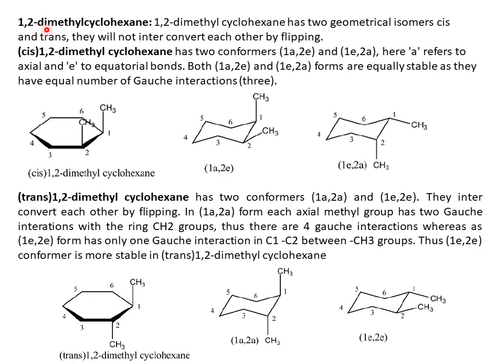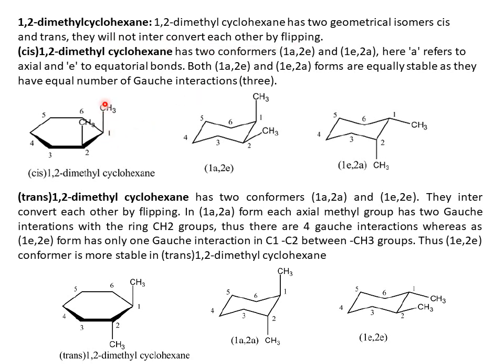Let us see 1,2-dimethyl cyclohexane. 1,2-dimethyl cyclohexane is one of the position isomers of dimethyl cyclohexane. Here the methyl groups are attached at position 1 and position 2. There can be two geometrical isomers, cis and trans. The cis isomer never interconverts into the trans isomer by flipping.